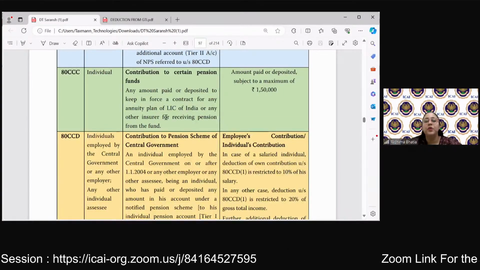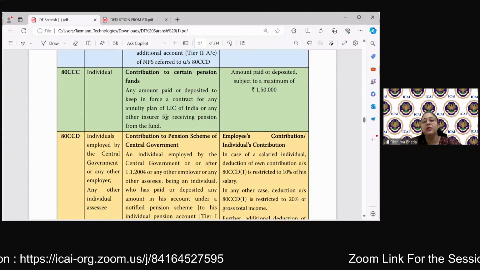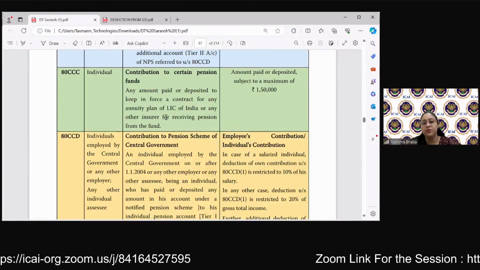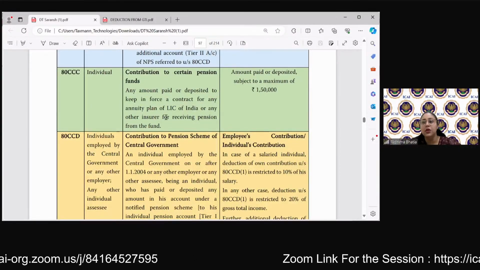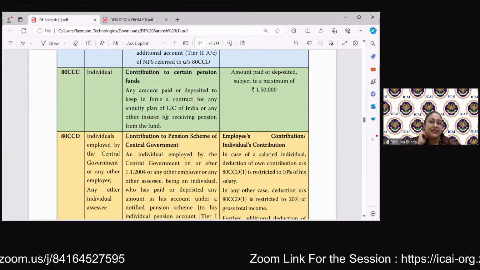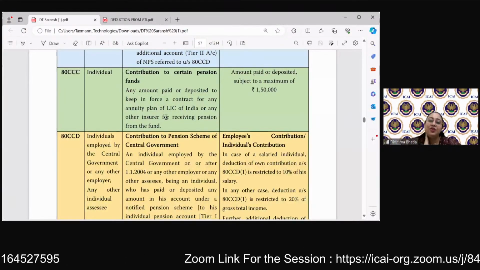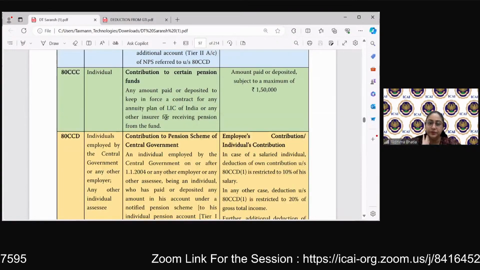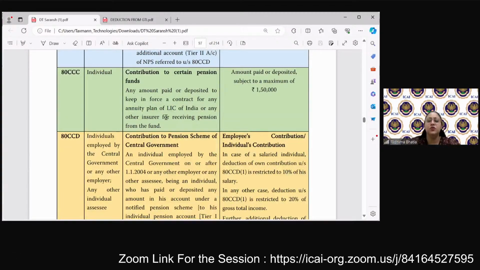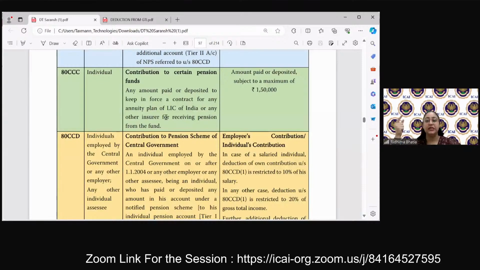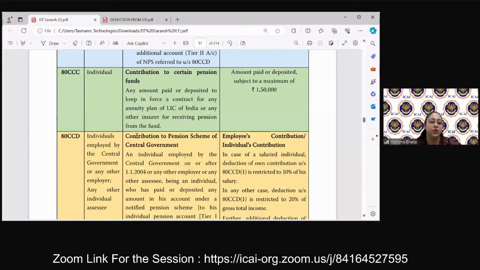So 80CCC is basically when you make a contribution to LIC specific insurance plans, annuity plans, pension funds. If you make a contribution in them, especially LIC, you get a deduction under section 80CCC for 1,50,000. Very rarely used, but if any pension fund of LIC comes, remember that it is 80CCC which we are talking about.